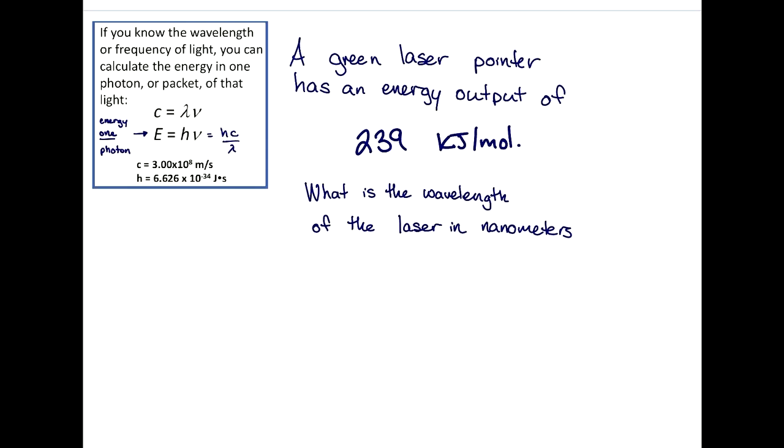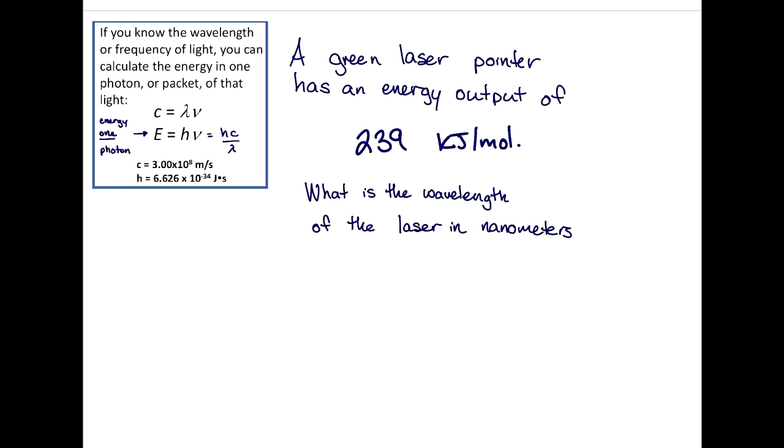All right, so in this one, I have a green laser. And this time I went laser shopping, and I have a green laser. Okay, that one's out of batteries. This one? What? They just said they changed the batteries. Okay, green laser, yes. And it has an energy output of 239 kilojoules per mole. Tell me, what is the wavelength of this laser in nanometers?